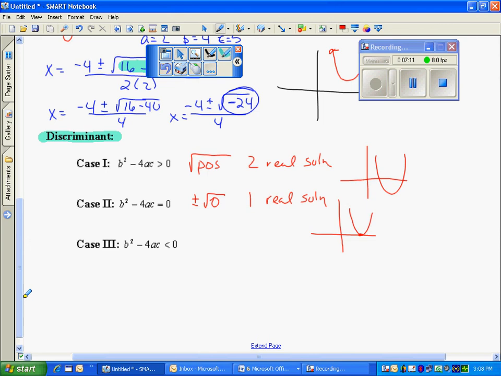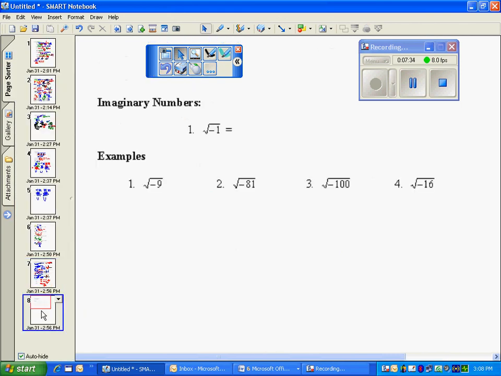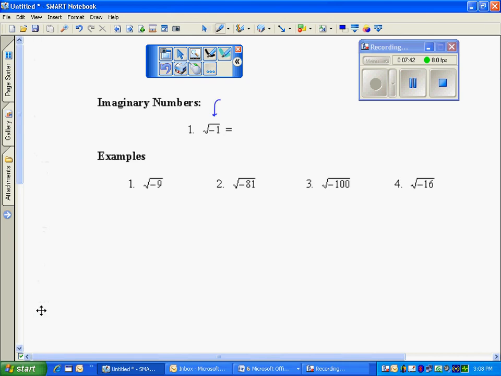And the last case, if it's less than 0, if I have a negative in here, that means I can't see them in the real number system, so there's no real solution. So my graph then looks like this. There are two solutions. They're just not able to be seen in the real number system. So we have this new little definition called an imaginary number. An imaginary number is when you take the square root of negative 1. We're going to define that to be i. Now notice my i is kind of a script i, and that's imaginary solutions. They're imaginary, we don't see them, they are there, but we can't see them in the real number system.